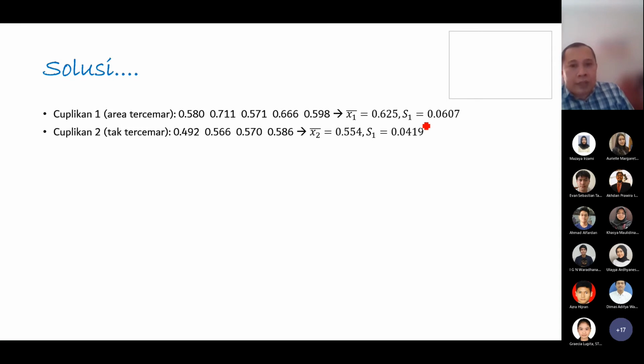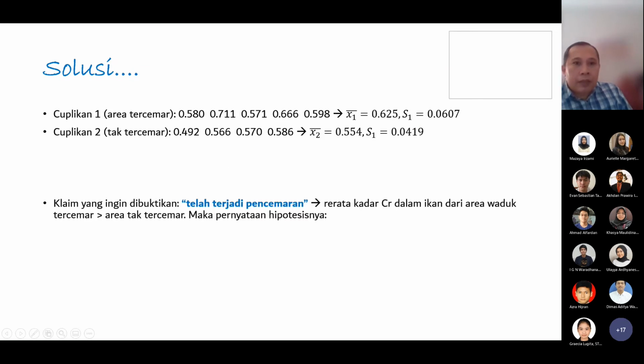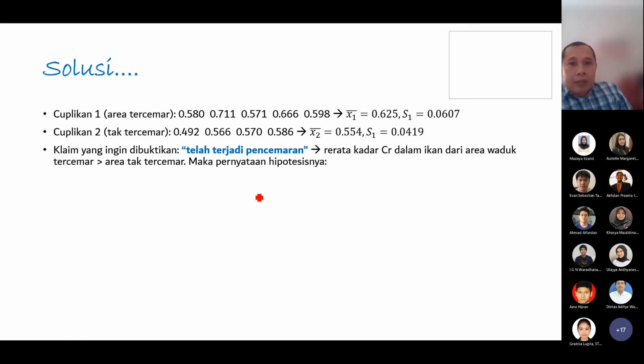Now we don't know the sigma. All we know is the S. Yeah? Is the sample standard deviation. Okay, so standard deviation of sample 1 is this one, and this is from the second sample. The claim that we want to prove is that pollution has occurred. Okay, if the pollution has occurred, then of course mu1 becomes larger than mu2. Right? And if that statement is not true, then the one that is true is that mu1 equals mu2.